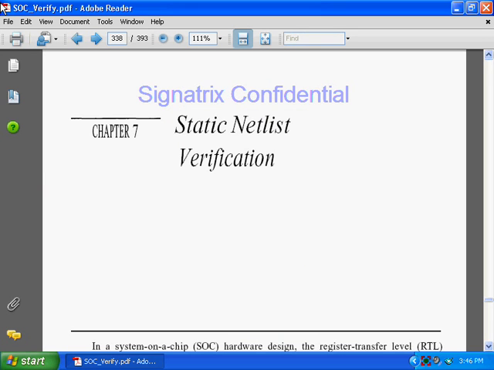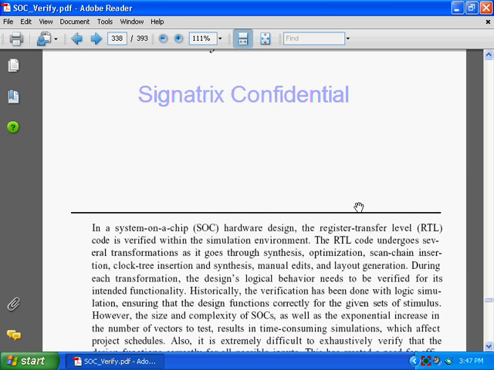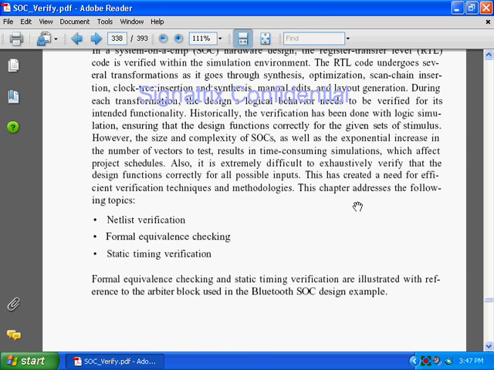The topics we are going to see in static netlist verification are: first, netlist verification, then formal equivalence checking, and after that static timing verification. First, formal equivalence checking and static timing verification are illustrated with reference to the arbiter block used in the Bluetooth SOC design example.